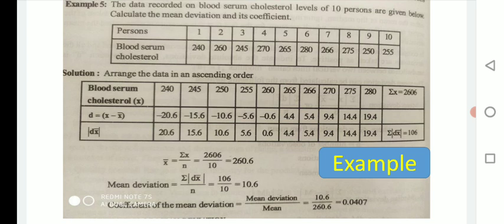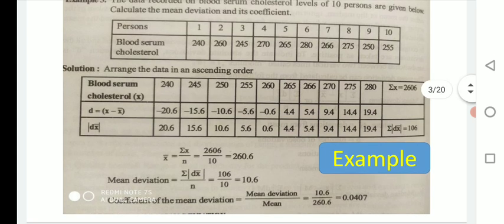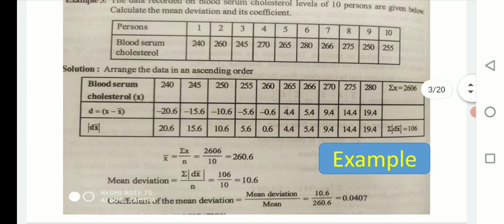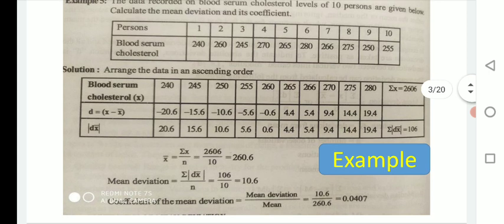Then in a similar way we have to subtract the mean from the individual observations, and in this second row you can see that 240 is subtracted from 260.6. Then similarly 245 is subtracted, that is, 260.6 is subtracted from 245. Similarly we have to do this for the entire series.